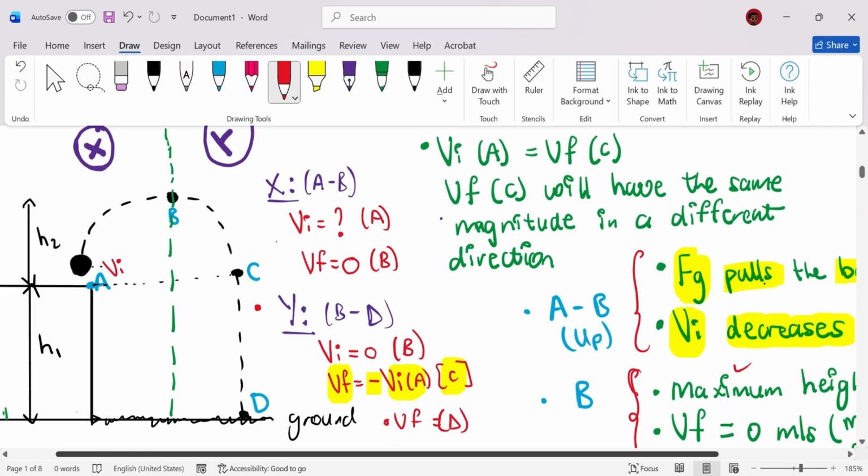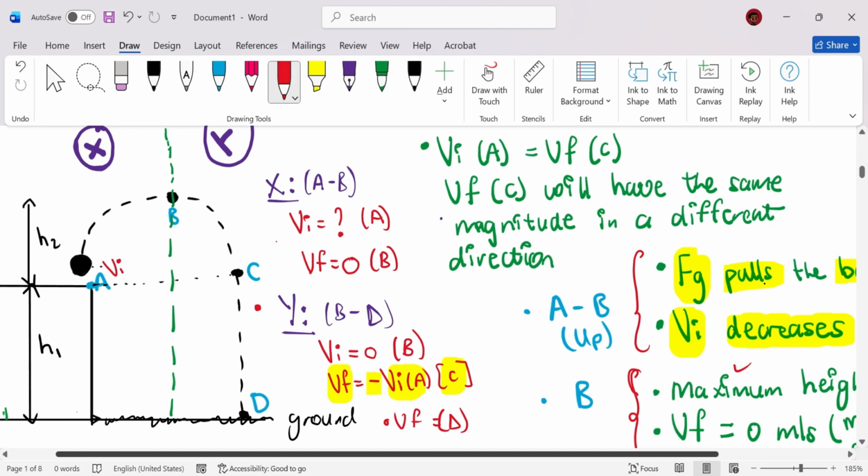Once again, ladies and gentlemen, cover side Y as you're watching this video, and then look at the left side. So what do you notice? You start from A to B. At A, you have your initial velocity, and at B, you have your final velocity, which is 0. Now cover side X. On side Y, you are starting from B all the way to D.